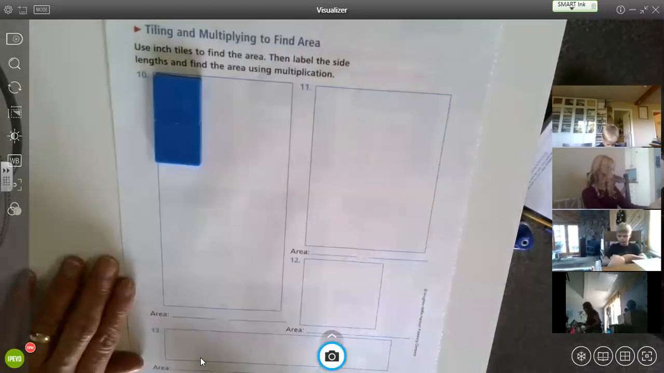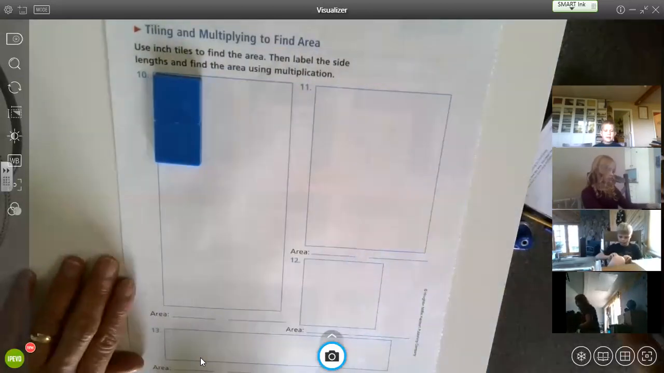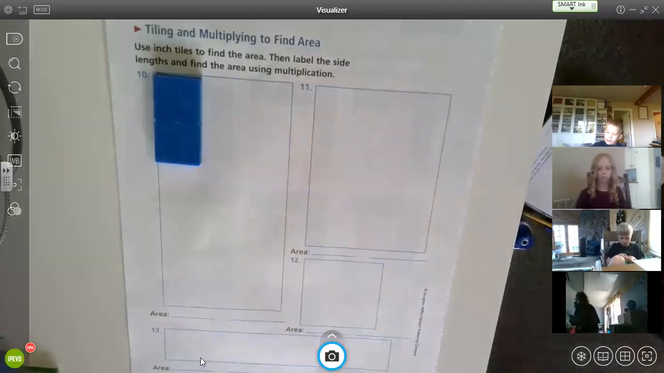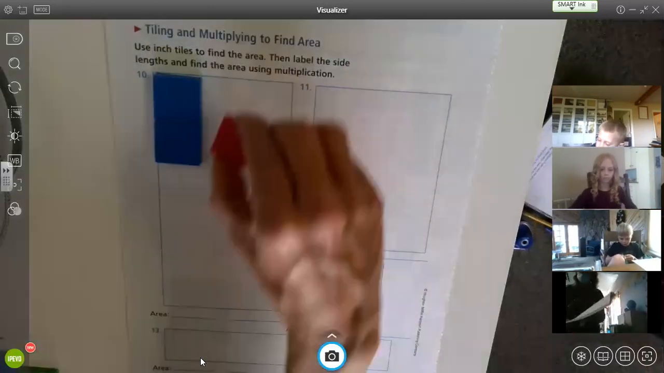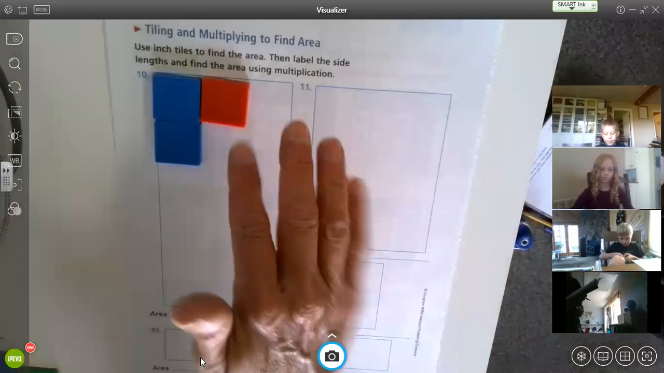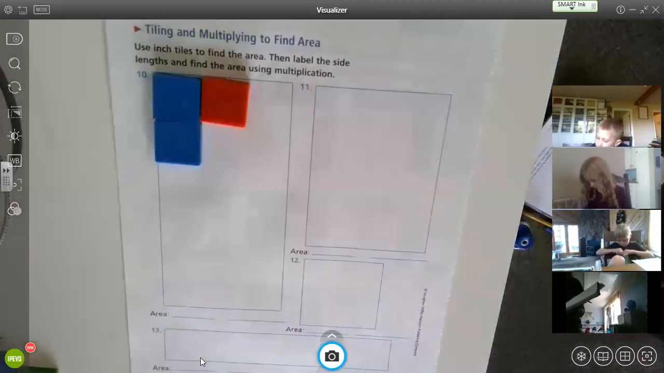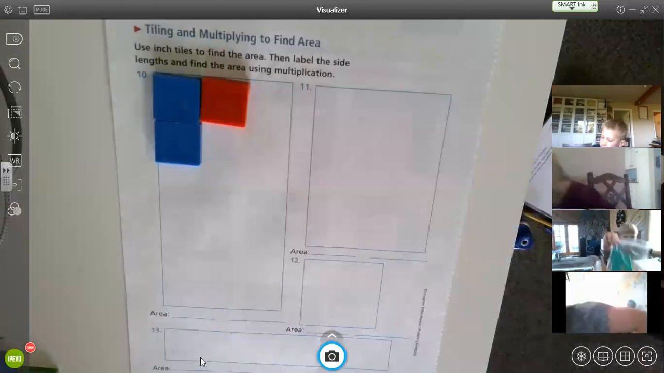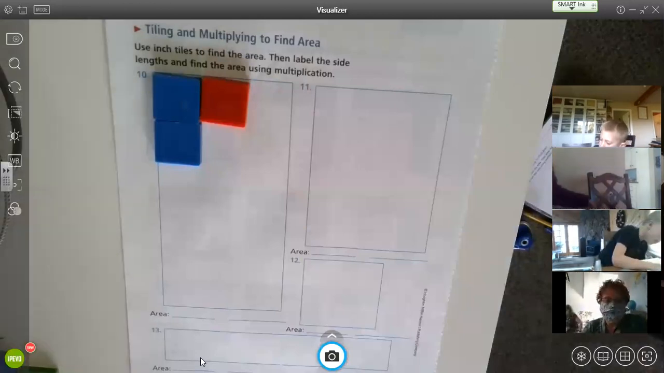Okay? I don't want to do it for you. I want you to do this. See if you can cover. You're going to go both ways. You're going to fill up that rectangle and then find the side lengths and then find the area. Okay, you've got a couple minutes. Let's do number 10. We're going to do number 10 first.